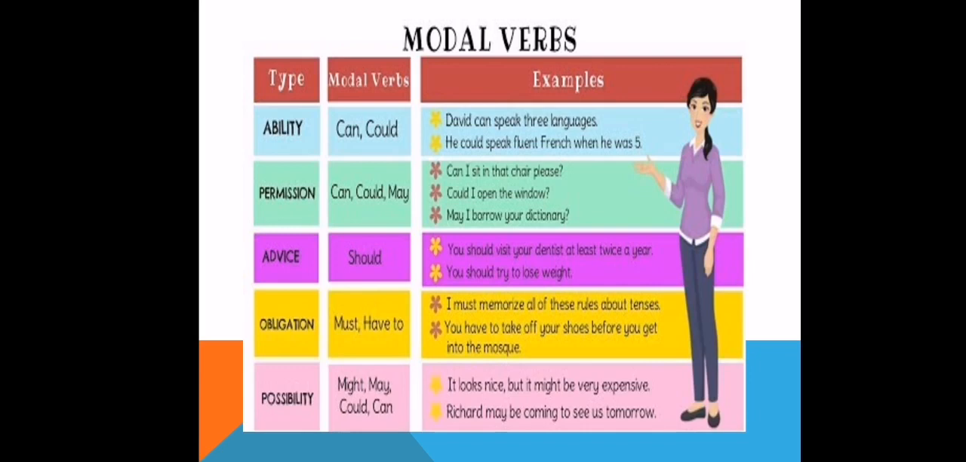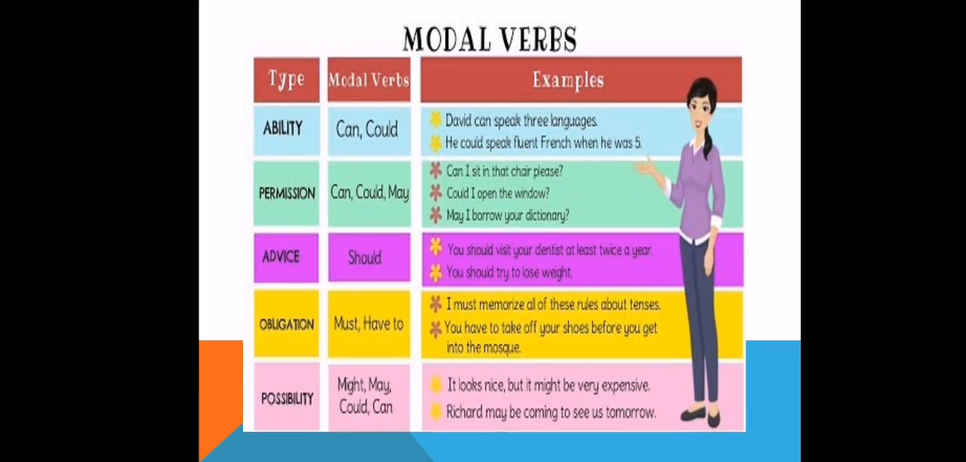We can use the modal verbs must and have to express obligation or something that you should do or something that you must do. I must memorize all the rules about the tenses. And you have to take your shoes off before you go into the mosque. It's the rules and it's an obligation.